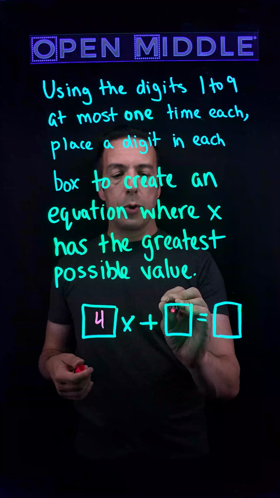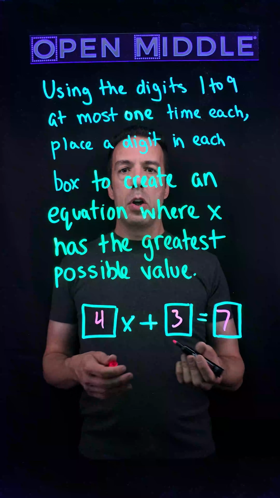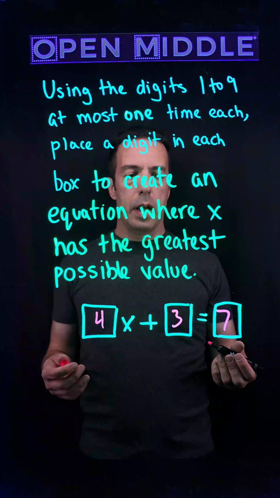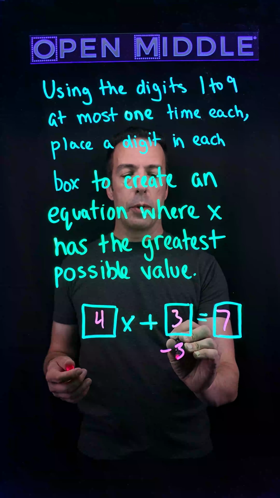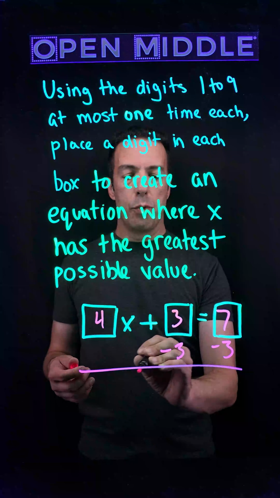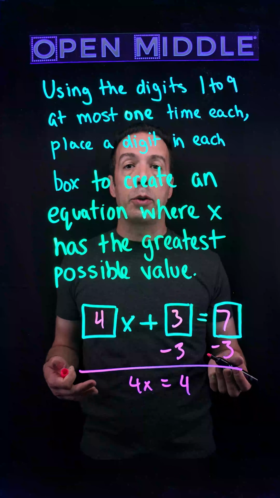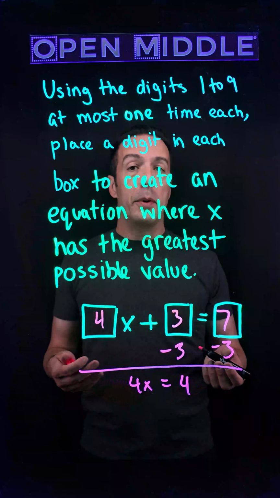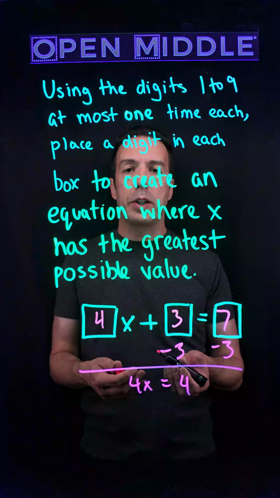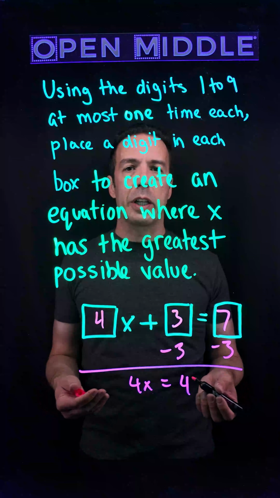We put 4, 3, and 7. Okay, so what do we do here? In this particular case, we could subtract 3 from both sides, and then we get 4x equals 4, and we could divide both sides by 4 and see that x equals 1. Now, that's probably not the greatest possible value, and it begs the question, well, if we keep guessing and checking, are we going to really get there?